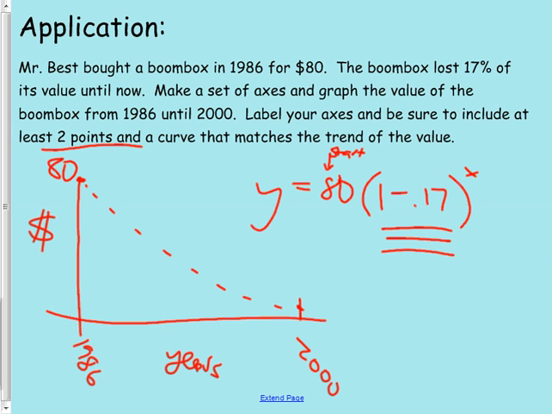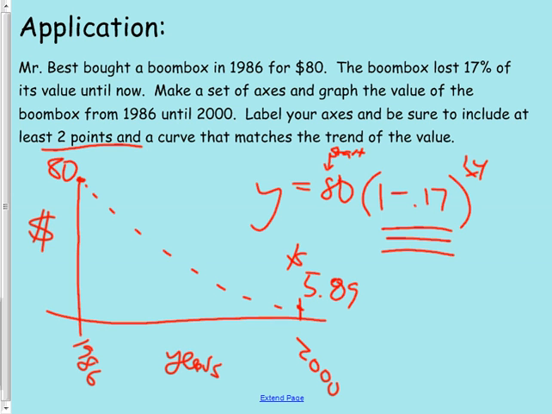Well, how many years has it been from 1986 until 2000? 14 years later. So I put a 14 right here, and I put it in my calculator, and I figure out how much it is worth then. So I go 80 times that 1 minus 0.17 to the 14th. Anybody with fast fingers have that already? Say it again. 5.89.